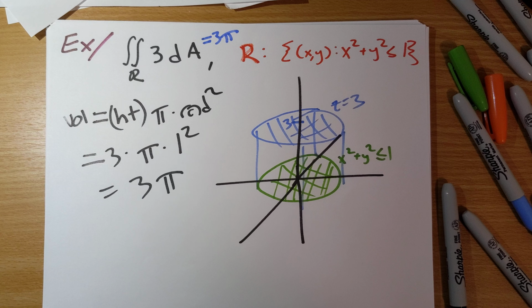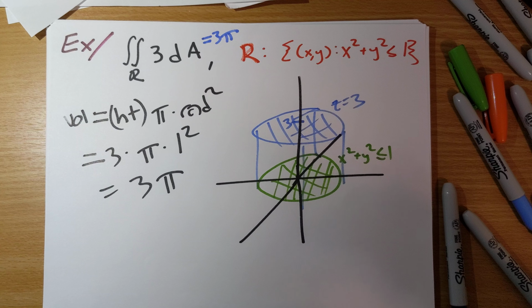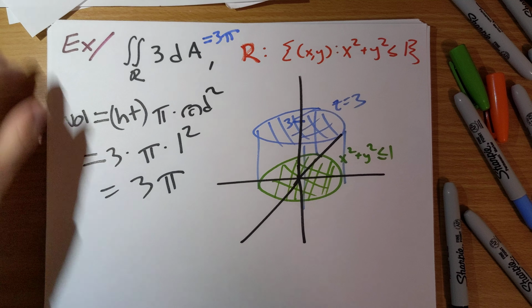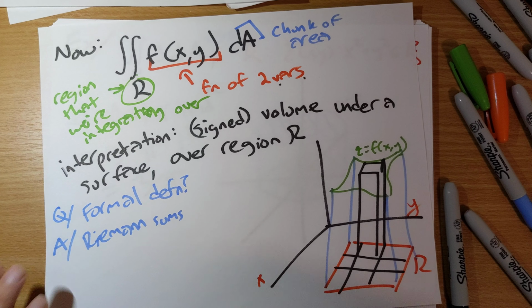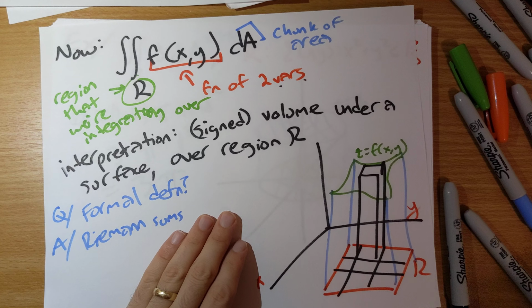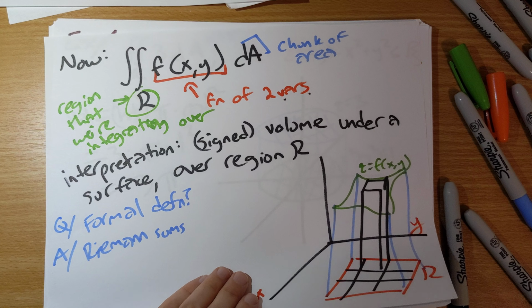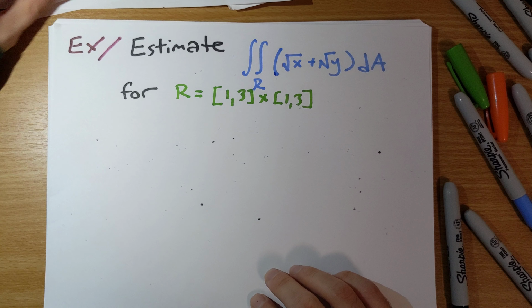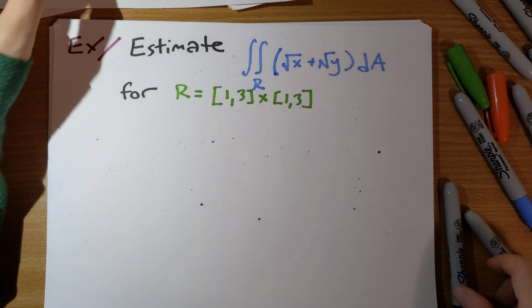Now this is very much a toy example. We're going to, in future videos, do a lot more intricate examples of how to do them computationally, but because it's so easy, this is just doing it with the geometric interpretation. In terms of Riemann sums, we're not going to do everything with a limit of Riemann sums, but let me just show one example here for an estimate.